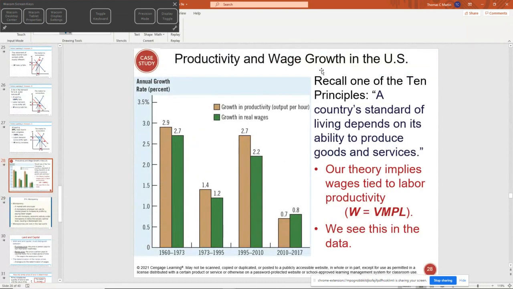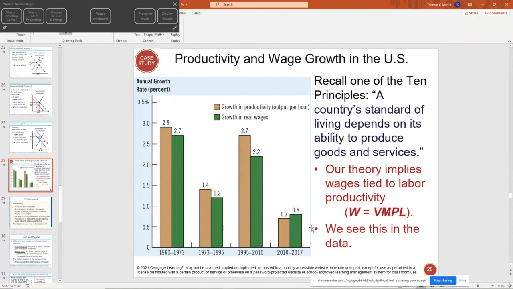We see productivity and wage growth over the last 60 years. We see wage growth and growth in productivity in the 60s, 70s. We saw another boom, 95 to 2010. It wasn't that great between 2010 and 2017. There were a lot of variables involved there as well.